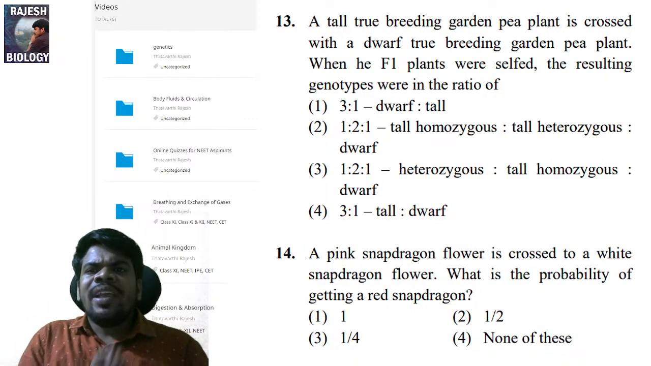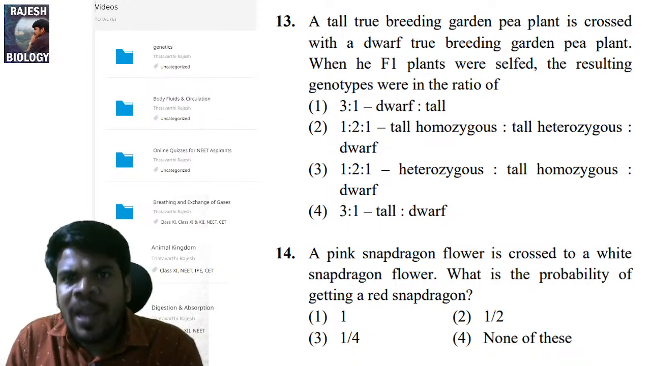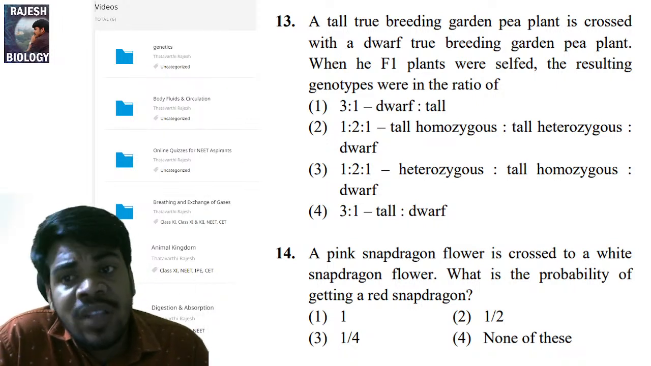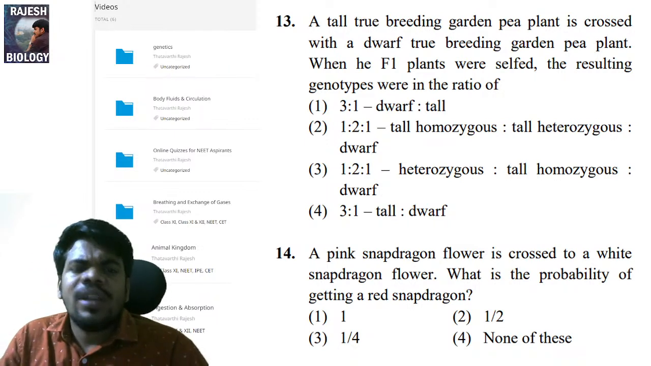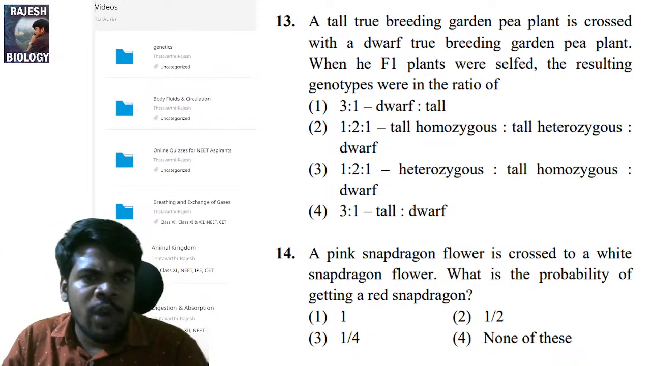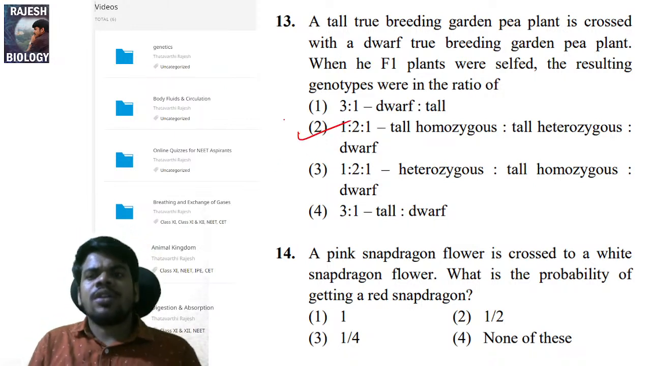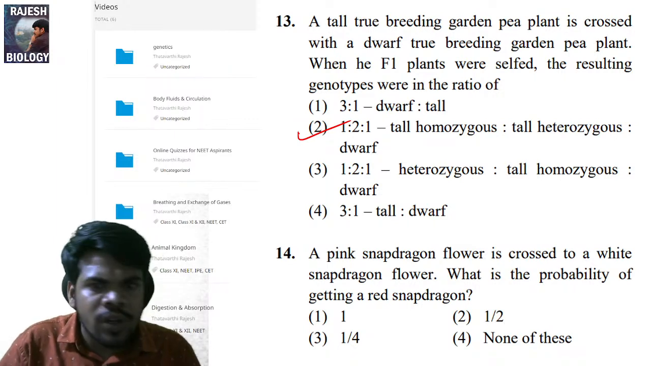A tall true breeding garden pea plant is crossed with a dwarf true breeding garden pea plant. When the F1 plants were selfed, the resulting genotypes were in the ratio of, it is just about the normal monohybrid cross. 13th monohybrid cross is what? Tall homozygous, tall heterozygous, and 12. Perfect, very good, Chandrika. Come to the 14th question.